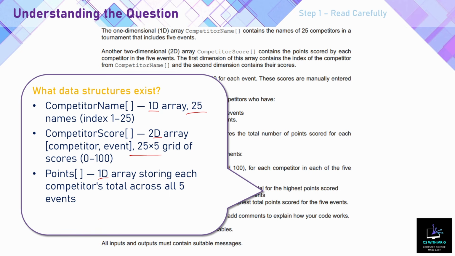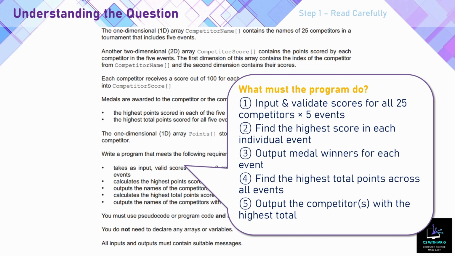And then the points array has the total points across all 5 events. So again, this will have 25 indexes for each competitor, but will be their total points. And the index will match the competitor name array, meaning whoever's in index 1 here, their name will be stored, and then index 1 in this one would have that person's points. What it does, we've already explained: we input the scores for all 25 competitors and 5 events. So we should start to think, how are we going to do that?